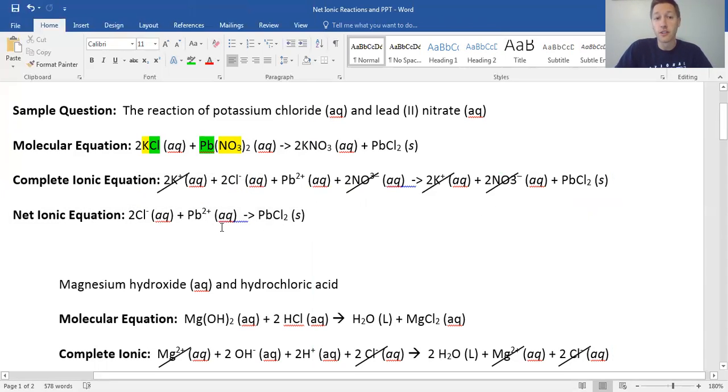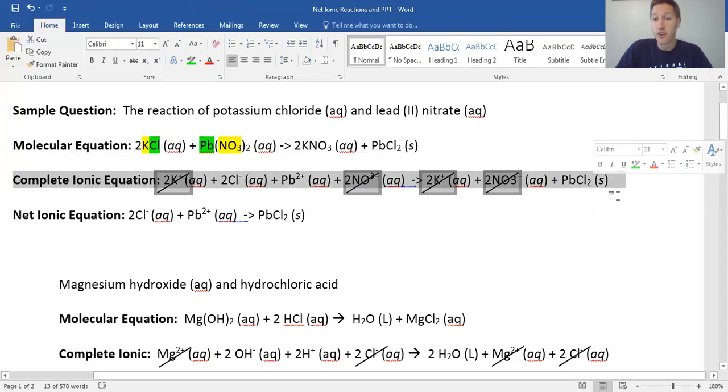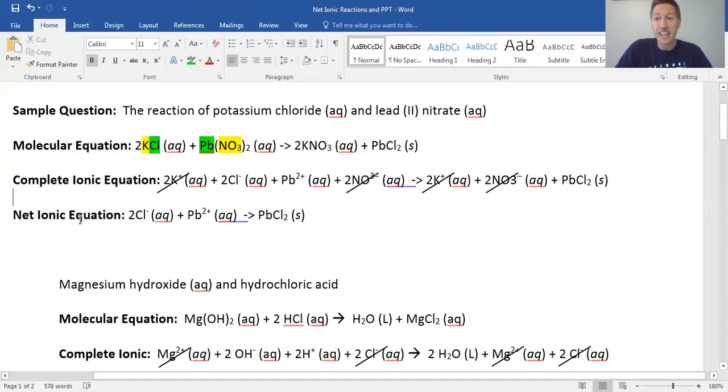2 Cl run into the Pb, and we get the solid. So the molecular equation is writing everything out in the chemical form. The ionic equation is just putting everything into ion form, and the net ionic equation is canceling stuff out and seeing what actually changed. Can you change if you change state of matter or if you change charge?